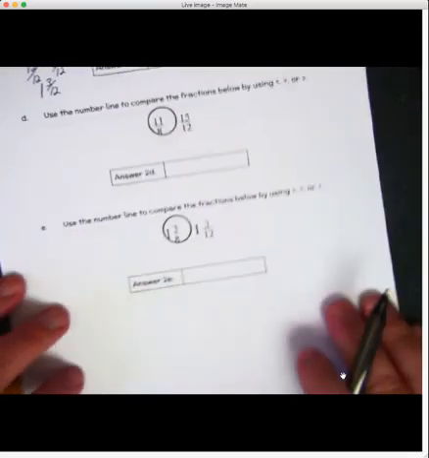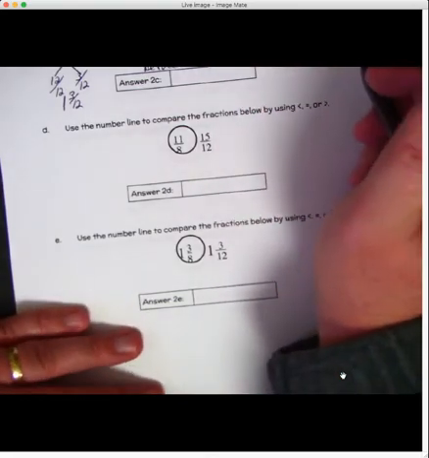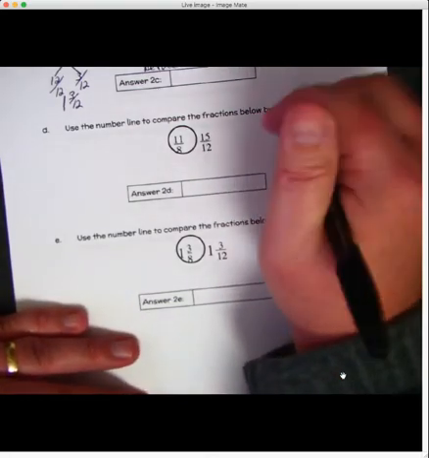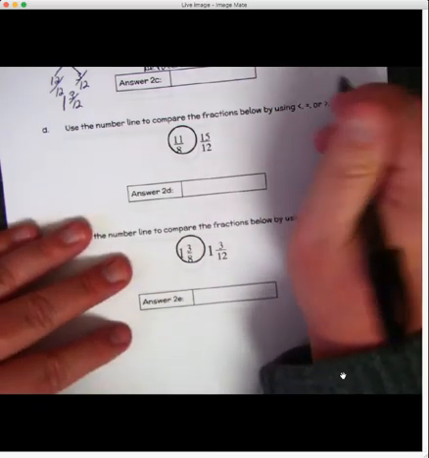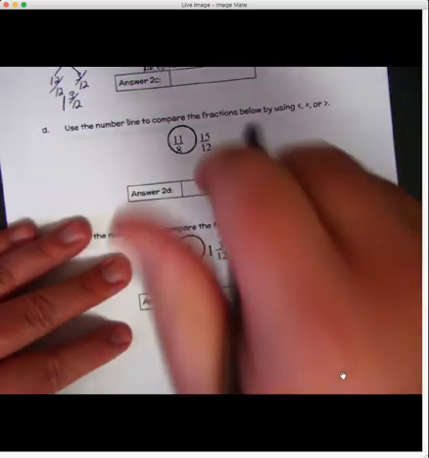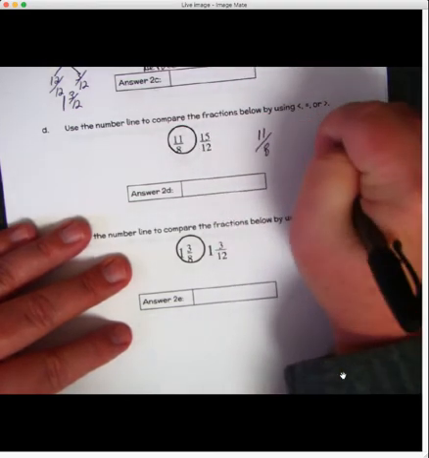Let's keep working. We've got to compare some more fractions. These get a little bit trickier. If you're going to draw them on the number line, you can. Let's look at finding a common denominator too. And some of these can be hard. So 11/8 and 15/12.